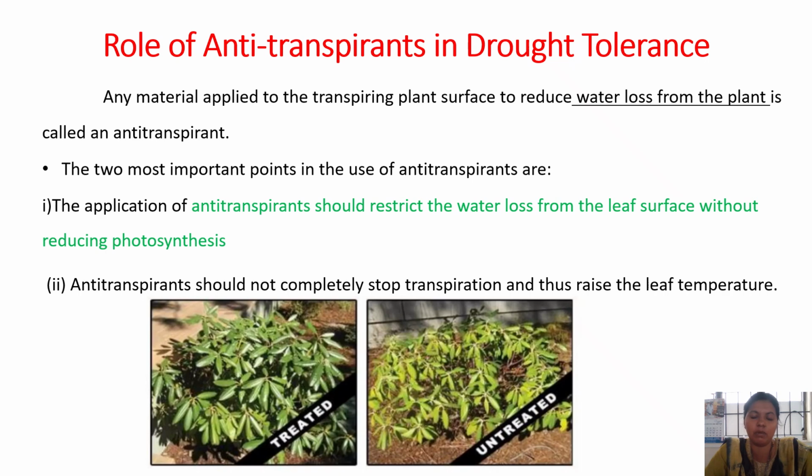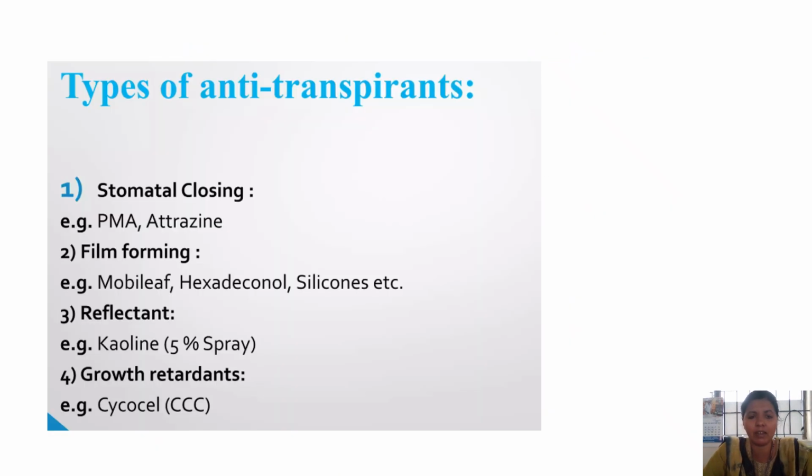Now let us see some of the types of anti-transpirants available. First one is stomata closing type, film forming type, reflectant type, and growth retardant type. Now let us see them one by one.